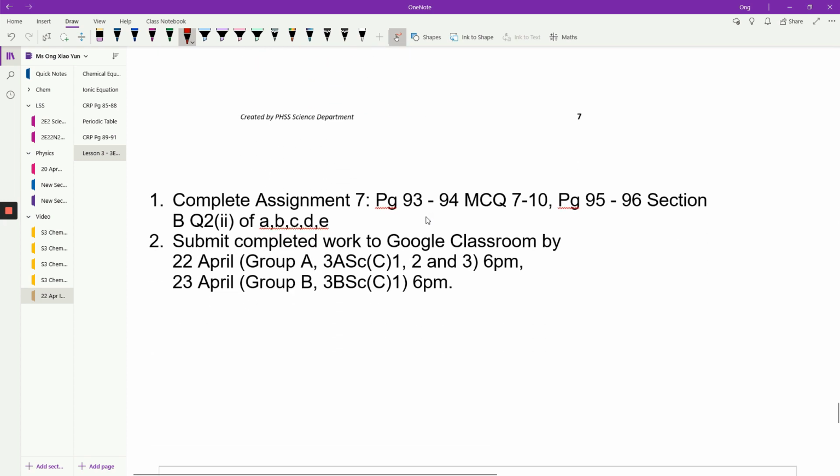And for offline work, complete assignment 7, page 93 to 94. Okay, MCQ 7 to 10. These are all the ionic questions. Ionic equation questions, page 95 to 96, part 2 of question 2. So for example, you are given 2A part 1 already. So from your answers, do all the part 2.